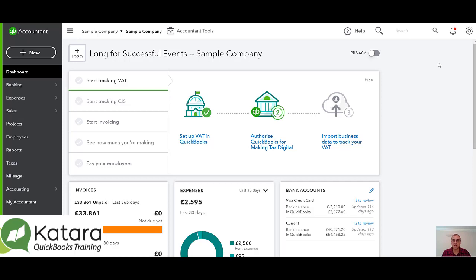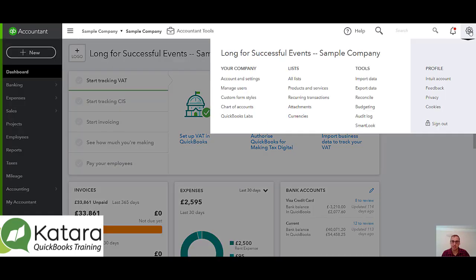Right, so which lists matter to you in QuickBooks? If we go to the gear in the top right, you'll see in the second column I've got my lists. This gives us all lists in QuickBooks, where we can look at what those lists do, but also we can get to the individual lists.